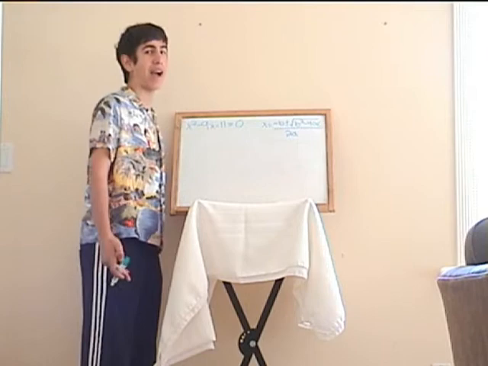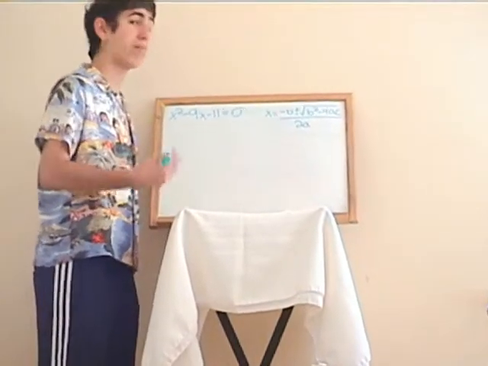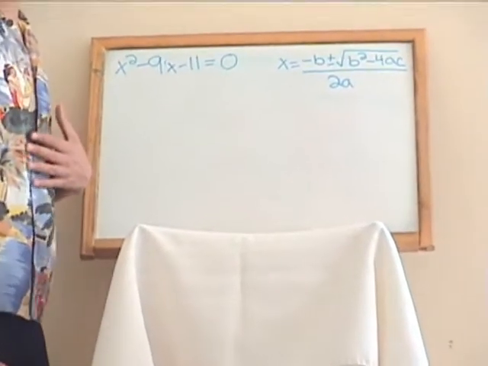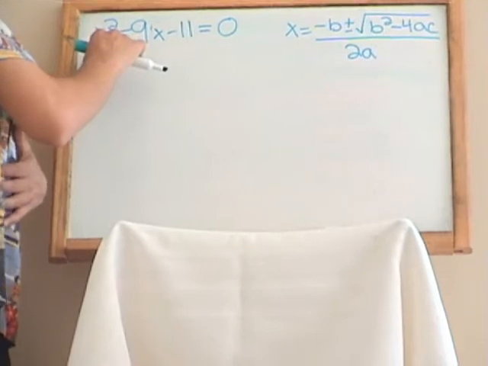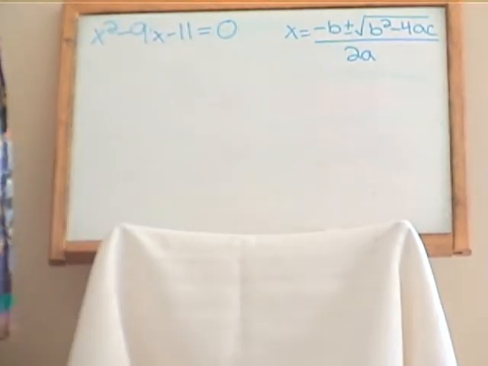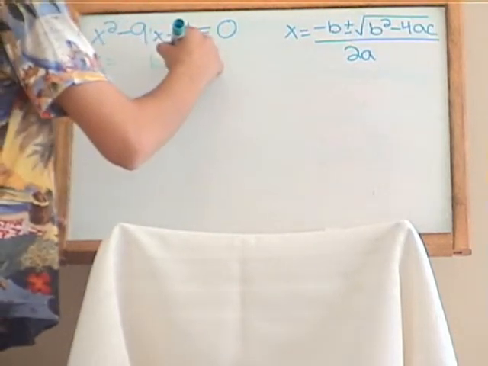Now, let us go back to our original problem. X squared minus 9x minus 11 equals 0. We know this is a quadratic because the greatest degree of each term is squared. Now, let's define our variables: a, b, and c.